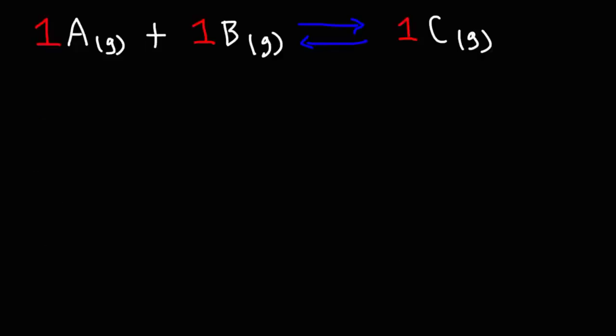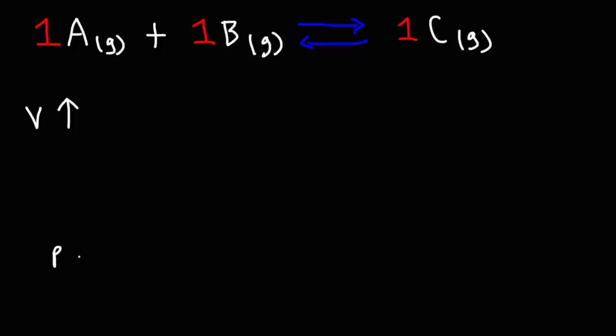Now let's move on to our next topic. Let's say we have A reacting with B to produce C, and everything is in the gaseous phase. What's going to happen if we increase the volume of the container? Will the reaction shift to the right, or will it shift to the left?